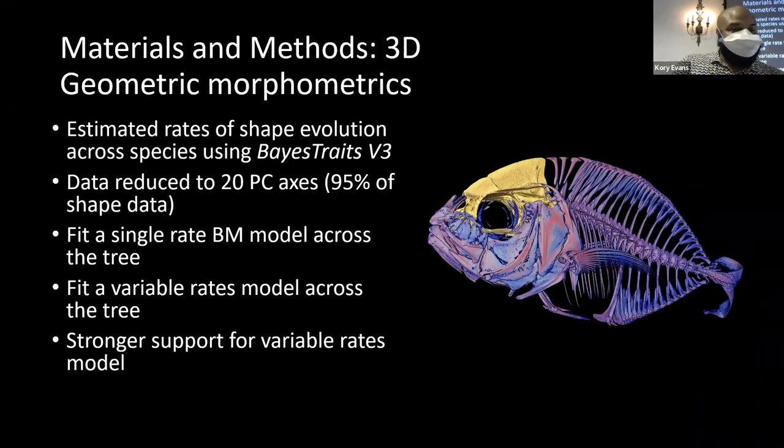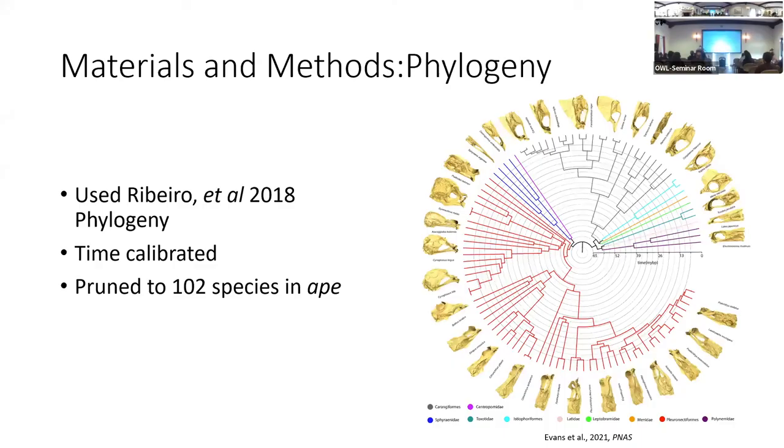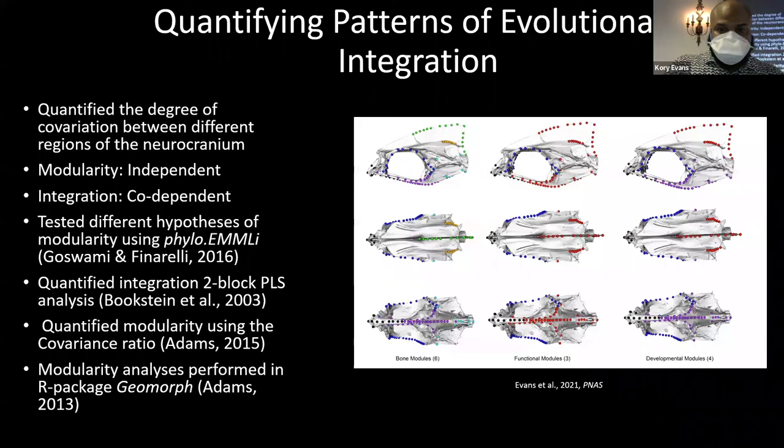Next, like the previous progress, we estimate the shape evolution, and again we'll be fitting a model where the rates vary across the different branches in the flatfish tree. And in this case, we use the reverse model. Next, we fit a couple models of integration and modularity to our skull data set. We found strong support for a 6 module hypothesis, breaking apart the skull into some functional units.